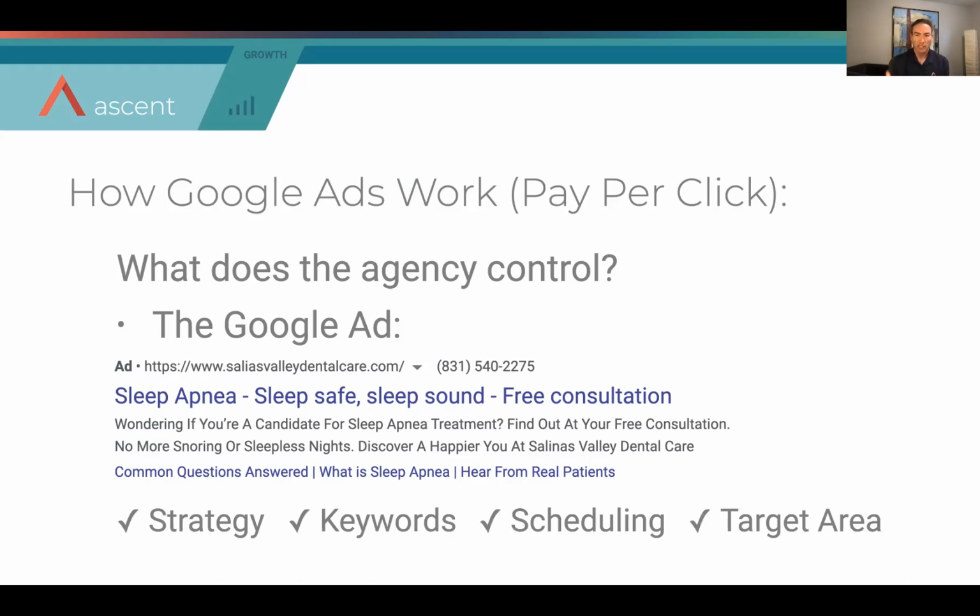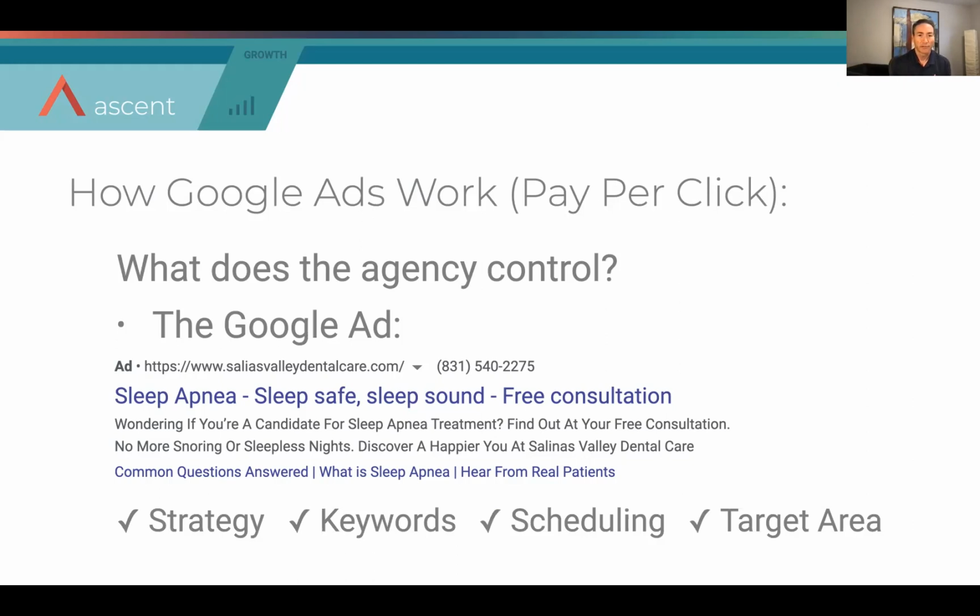If the agency doesn't understand how to set those ads up properly, you're just not going to get a very good click-through rate, which means people aren't going to click on the ad to go to your landing page. Because that ad is going to appear, how often do they click through to the landing page?